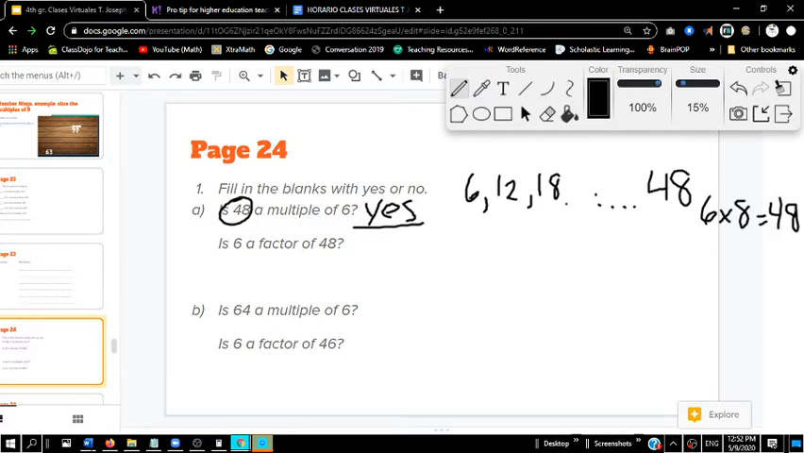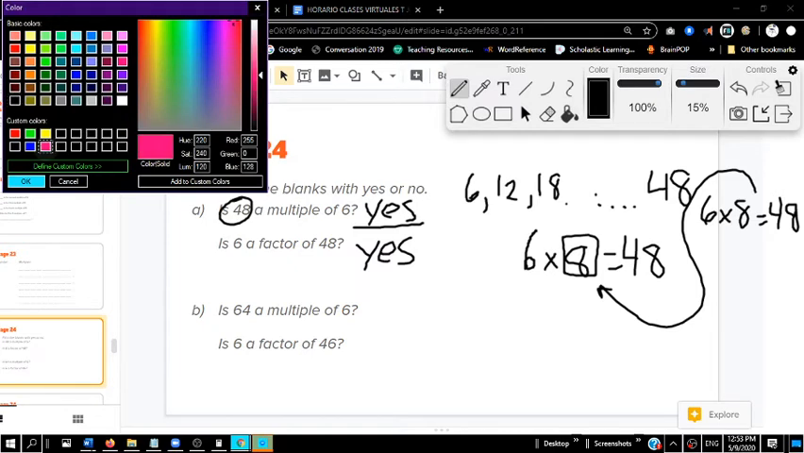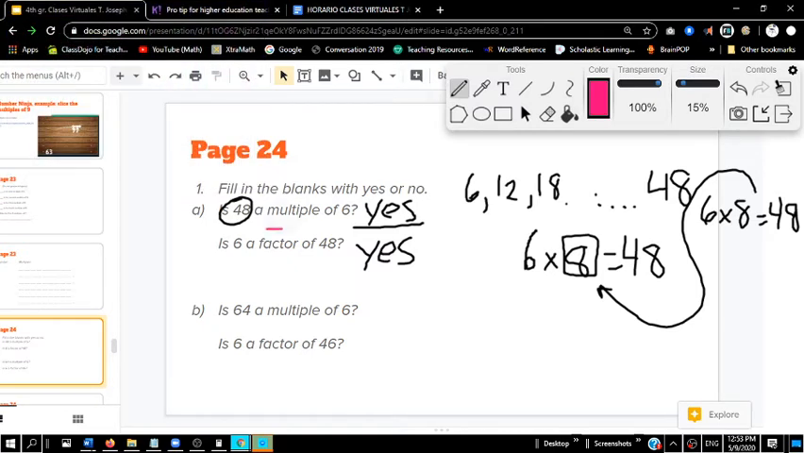Is 6 a factor of 48? Well, let's find out. 6 times what number gives us 48? Well, we know that 8 times 6 equals 48, so yes, it is. So we're looking at two different concepts now. We've already learned multiples, and last time we learned factors. So yes, those are yes for both of the answers. Let's look at the next couple of problems.